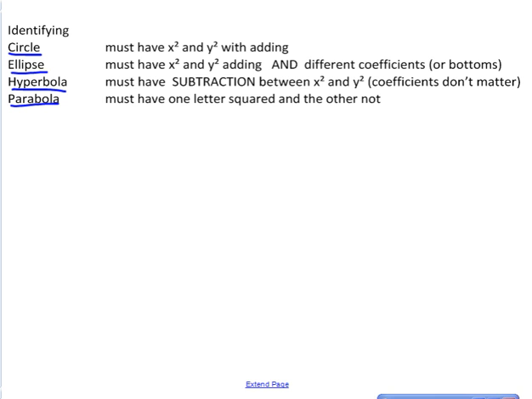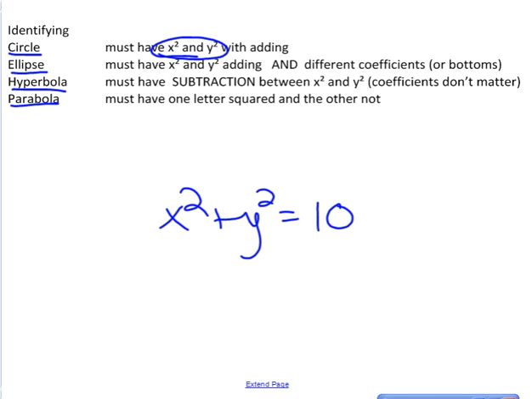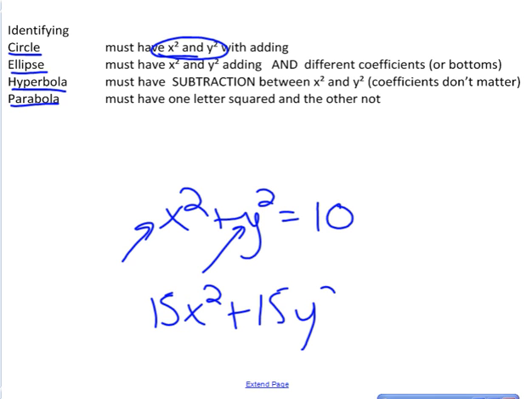So here's how you can tell by looking at the equation what the graph is going to look like. Remember, with a circle we have x squareds and y squareds. We're adding, right, and it equals some number. So x squared plus y squared is equal to 10. Now, every once in a while they try and trick you and put a number in front of the x squared and the y squared. So they could say 15x squared plus 15y squared is equal to 1. It's not in the standard form, but notice that the numbers, the 15 and the 15, are the same. So that tells you that you have a circle.